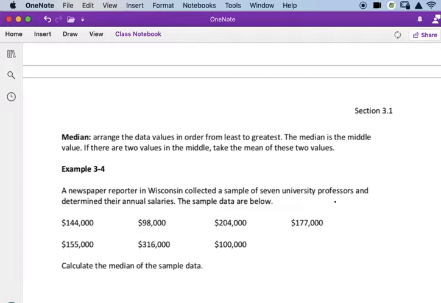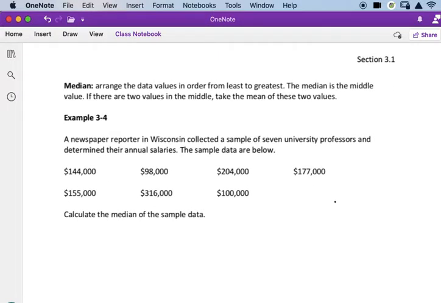The median is another way that we can measure the center of a data set, and it arranges the data values in order from least to greatest. The median is the middle value. If there are 2 values in the middle, then we take the average of those 2.